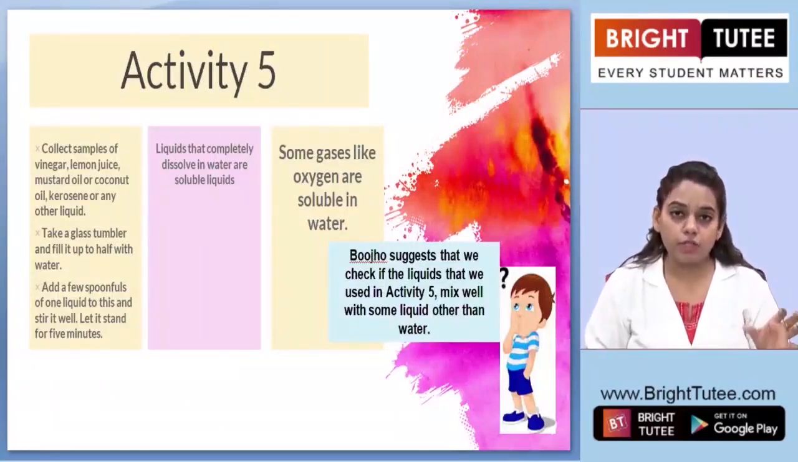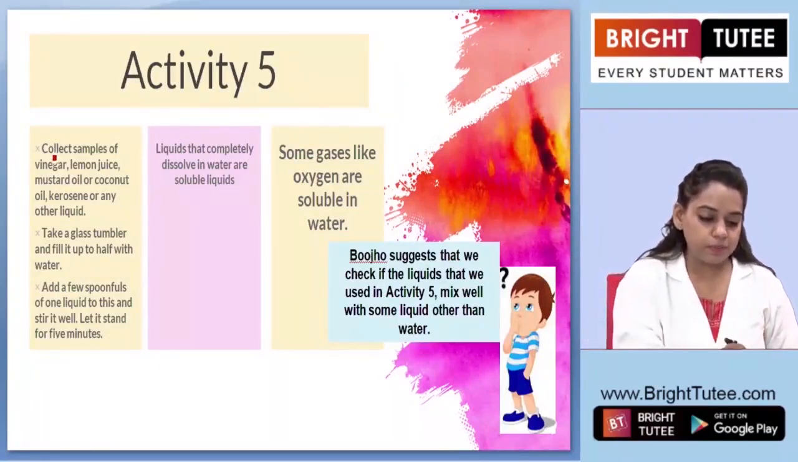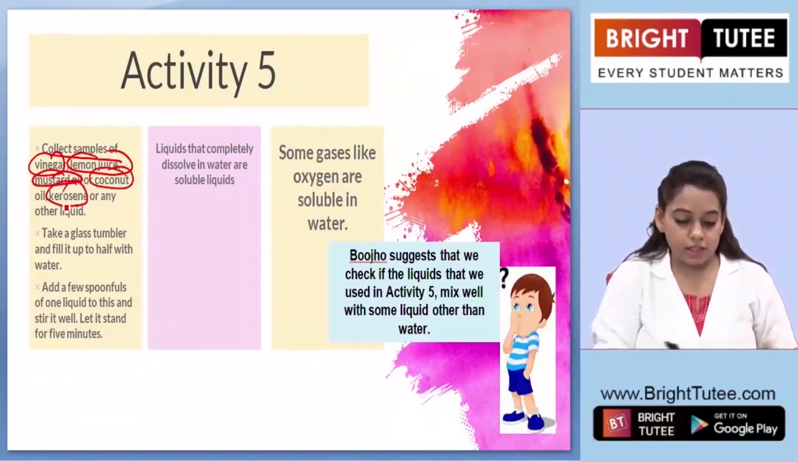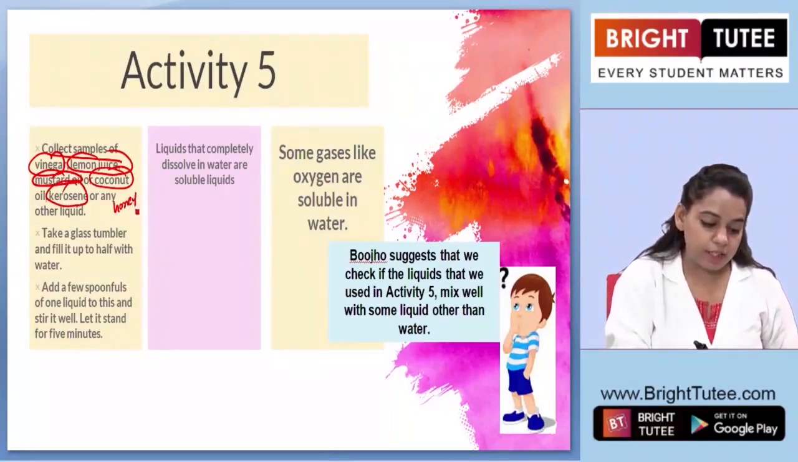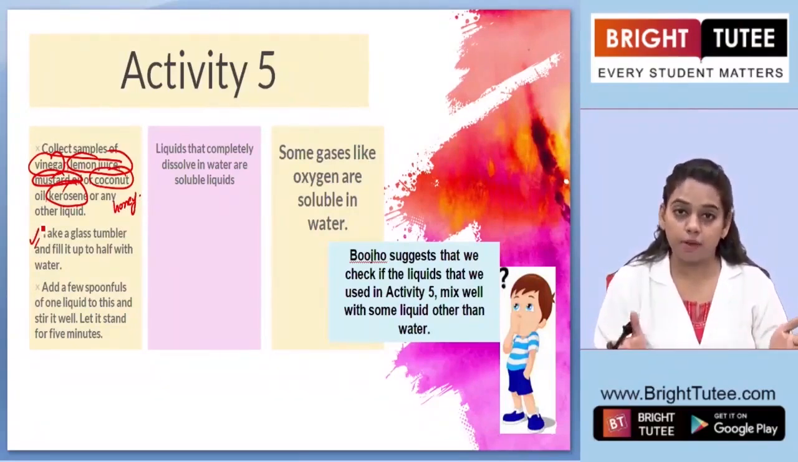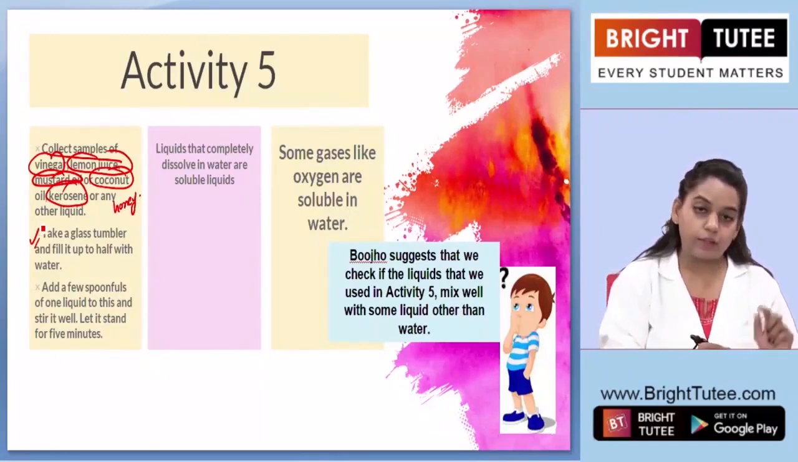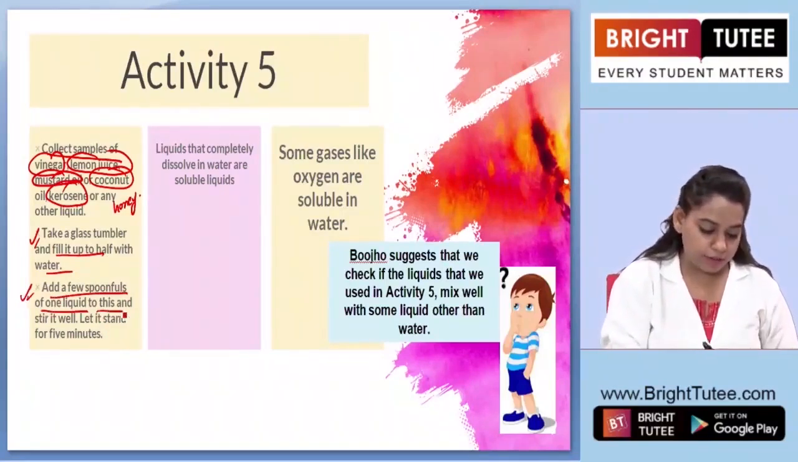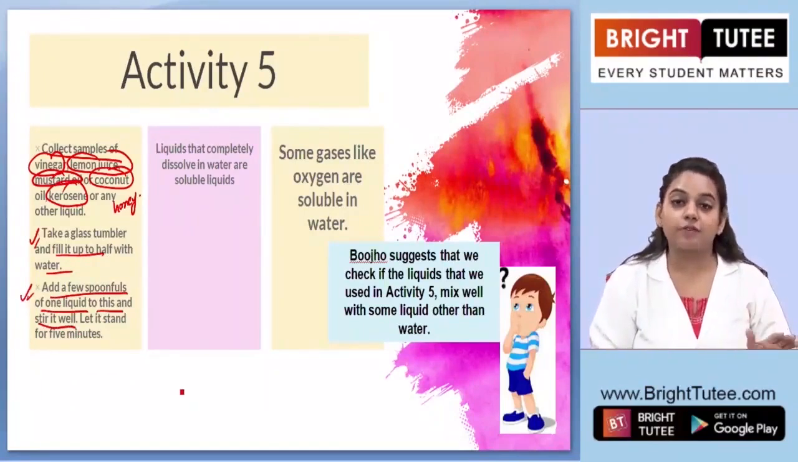Now we will take a few substances which are in the liquid state. First we have taken solid substances. Now we will take some liquid substances like vinegar, lemon juice, mustard oil, coconut oil, kerosene, some other oil, maybe a little honey you can take. And similarly you will take different beakers, as many beakers as the number of substances that you are taking. Again fill them half to two-thirds with water, and now add a few spoonfuls of each of the liquids that you have taken. Stir it well and let it stand for a few minutes.